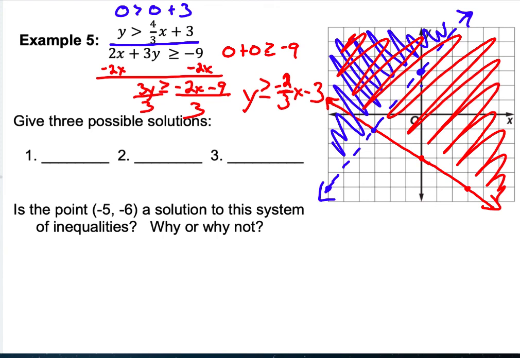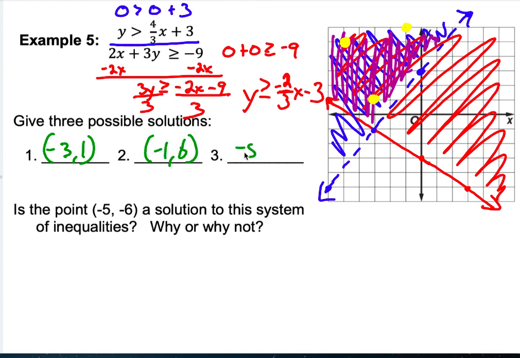Okay. In this case, I get this region up here that I'm going to do in purple. That is my overlapped region. That's going to be part of both solution sets. So let's find 3 points there real quick. So maybe this point here, -3, 1. Here I've got -1, 6 up there, or maybe -5, 5. Those are all possibilities. So just identifying some points that fall in that overlapped region.